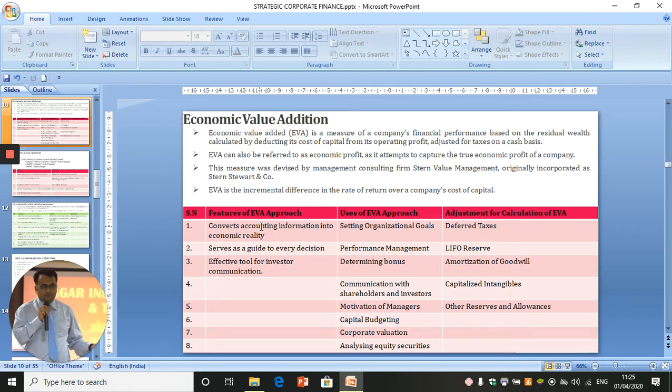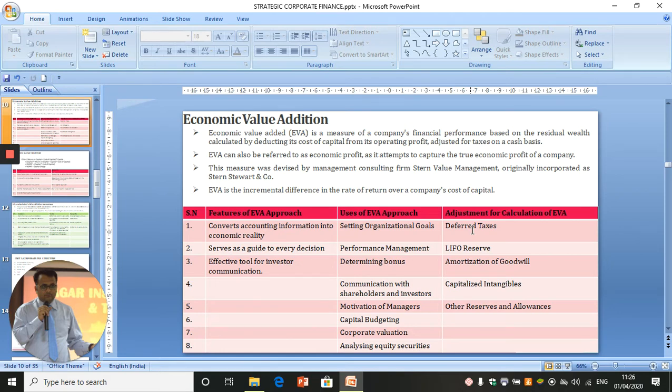And analyzing equity securities means it also helps in analyzing equity securities, because more value creation leads to more equity pricing, more pricing of equity securities in the market. Now, adjustment for calculation of EVA. First of all, deferred taxes are to be adjusted. Deferred taxes means the taxes which were to be paid this year, but have been deferred for the future. And we'll discuss this in detail when we'll be discussing MAT.